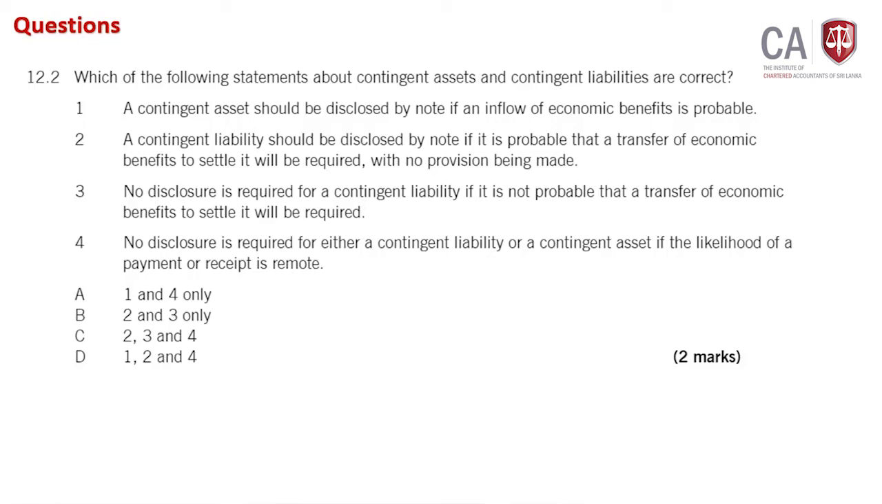Completely correct. Why? No disclosure is required for either contingent liability or contingent asset if the likelihood of payment or receipt is remote. Yes, if the likelihood of payment or receipt is remote, no disclosure is required for a contingent liability or contingent asset. Why? It's not a contingent liability or contingent asset then. Right? Therefore, the answer is what?